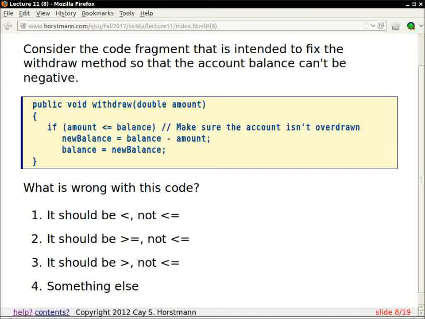Yes? Would you be able to, say, put balance minus balance as your withdrawal?